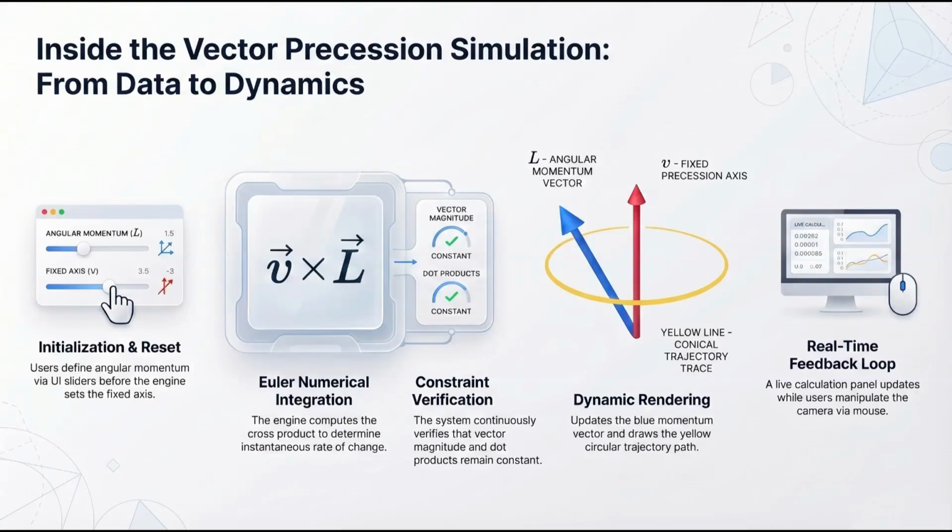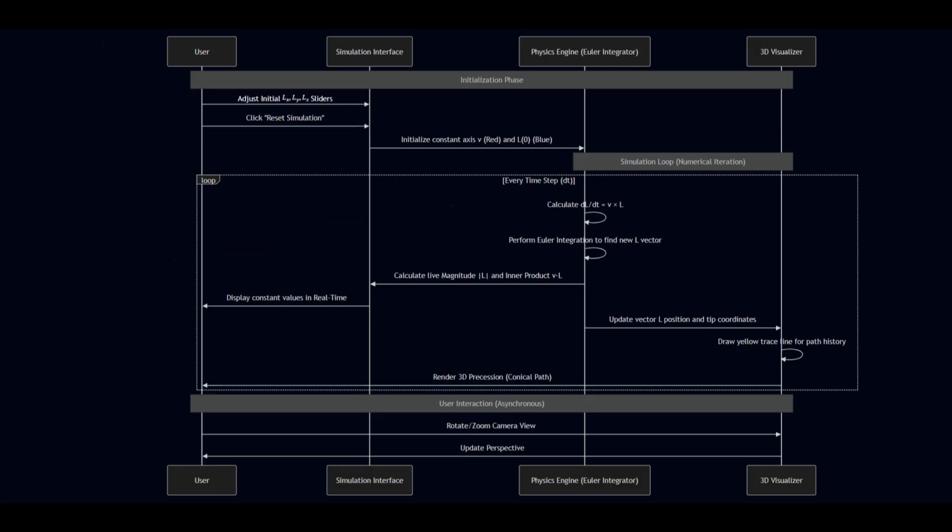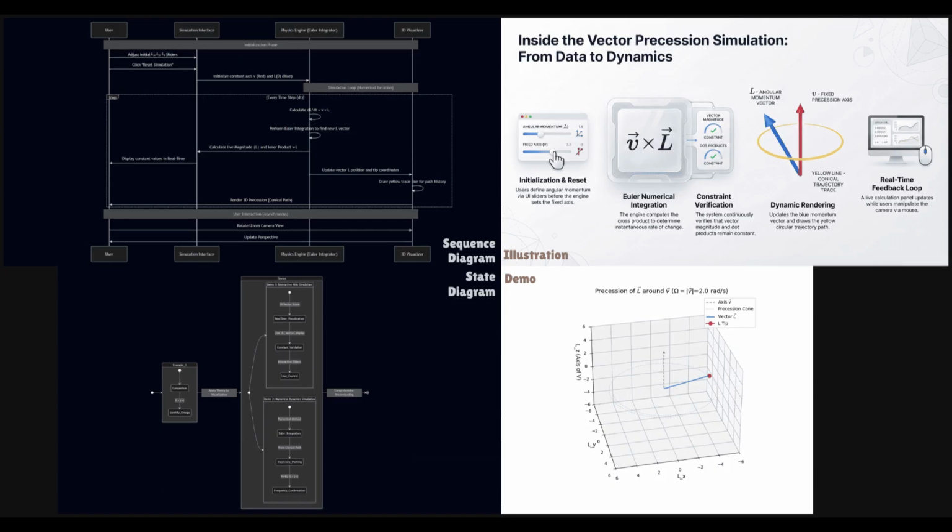The transition from abstract physics to a functional digital model is best understood through the lenses of two distinct perspectives: the conceptual progression of the project and its real-time operational logic. The conceptual journey. The state diagram.